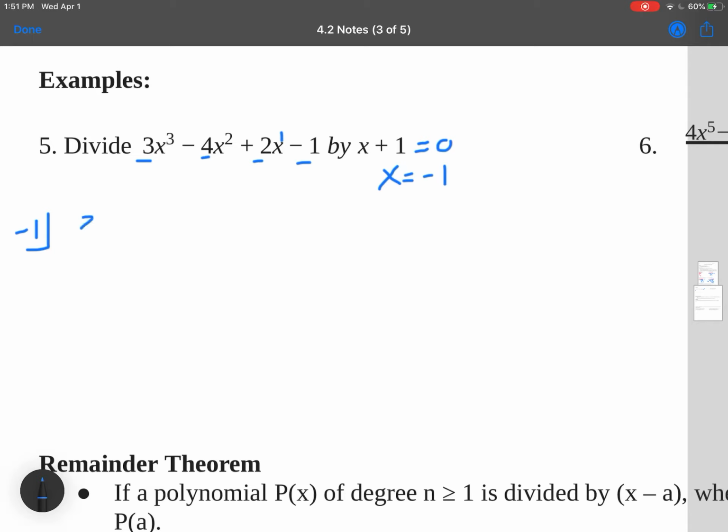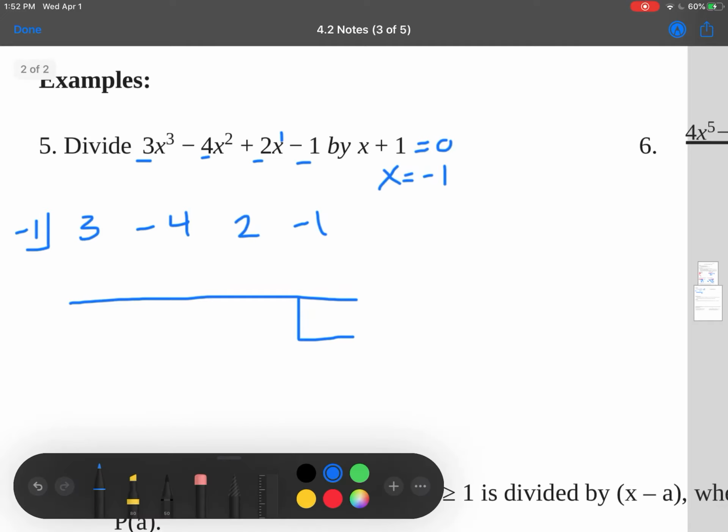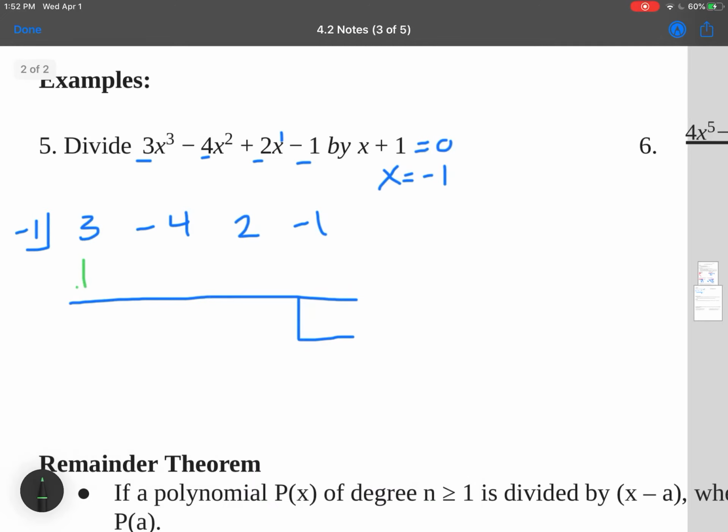And we're just going to take those coefficients, 3, -4, 2, and -1. Leave yourself a space so you can add in your row here. And then the last piece is going to be our remainder. So as we go, you always drop down your first coefficient. That one just starts down at the bottom.